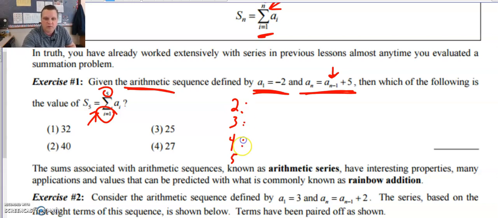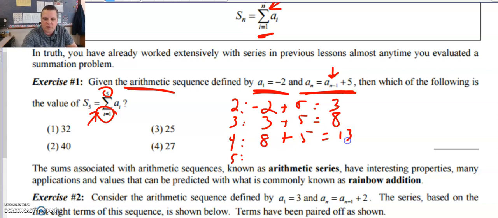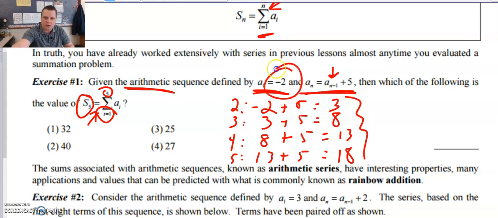To find 2, I'm taking the previous term plus 5, which is 3. Then previous term plus 5, which is 8, previous term plus 5, which is 13, and then previous term plus 5, which is 18. So those are your values. Since you want to find the sum, denoted by S base 5, that just means the sum of the first 5 terms of the sequence. So I add these numbers together plus the -2. Don't forget the -2, and that gives you a total of 40.